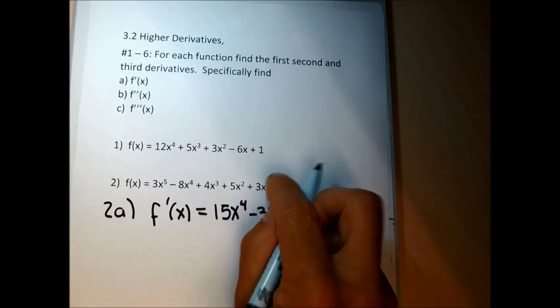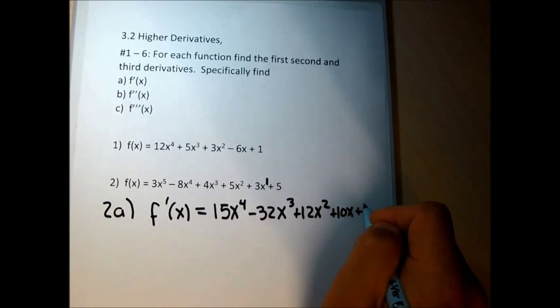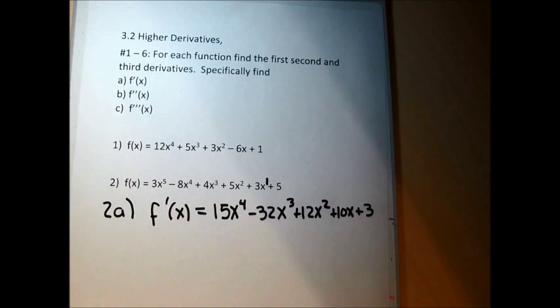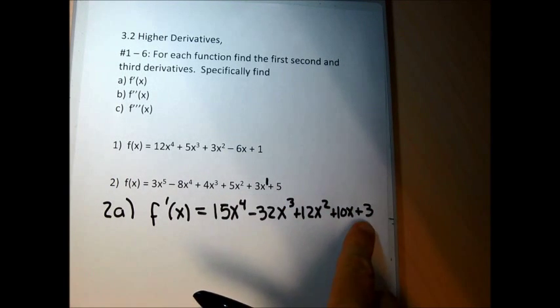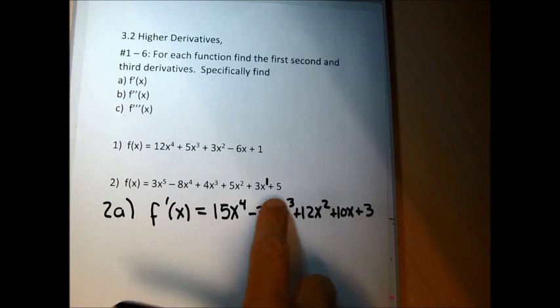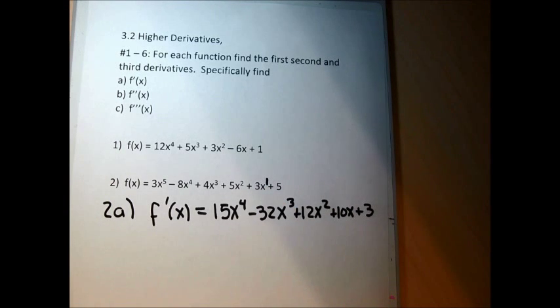The exponent here is 1, times 3 is 3. Lower the exponent by 1 and get an x to the 0, which is equal to 1. So the derivative of 3x is just 3. And the derivative of 5 is 0. So that's the first derivative.